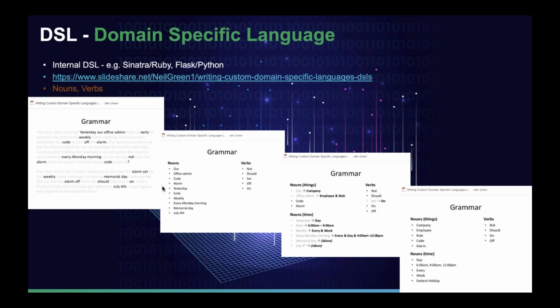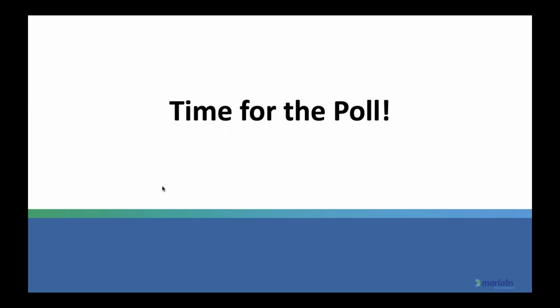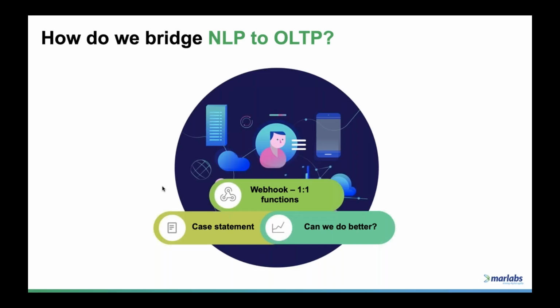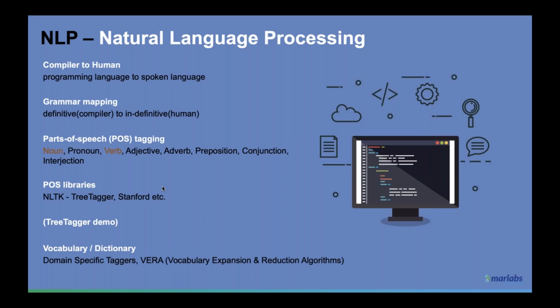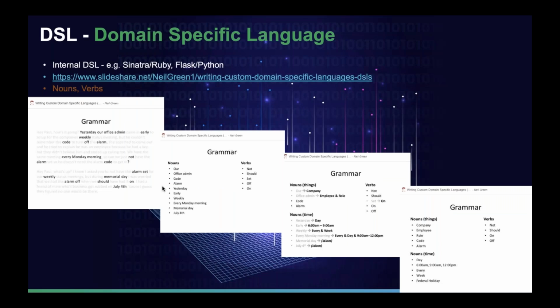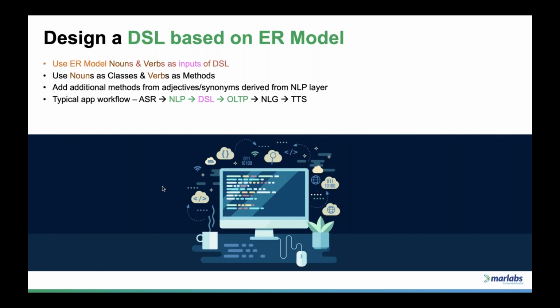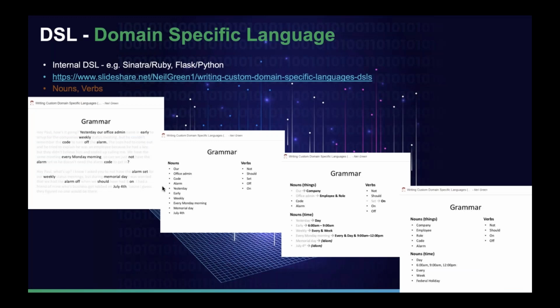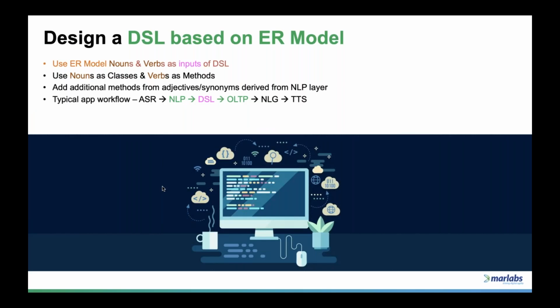We have DSLs for which you extract nouns and verbs directly from the specification, right? And we had OLTP, which has nouns and verbs in it, and we have NLP, which has nouns and verbs in it. But how do we bridge NLP to OLTP? What we figured out as a solution which seemed to work is that instead of having a DSL go directly off the specification to pull out the grammar and nouns and verbs, use the ER model as the input, because every enterprise app invariably has an ER model. So the idea is to build a DSL based on the ER model as an input.